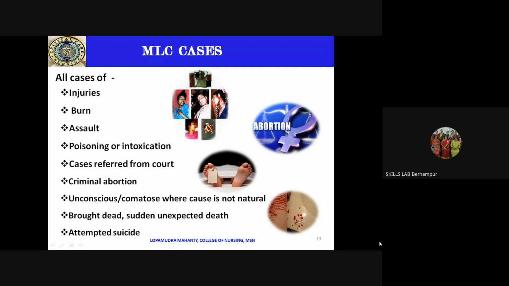If any type of injuries, or a burn more than 30, is it mild, moderate or severe? Burn cases were already discussed. More than 70, 60, these are the severe burns.